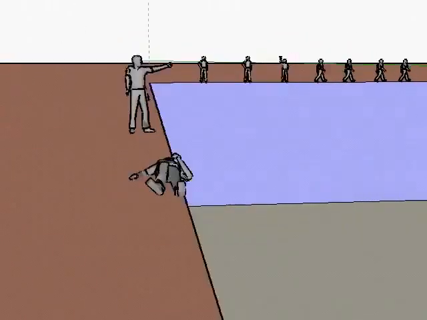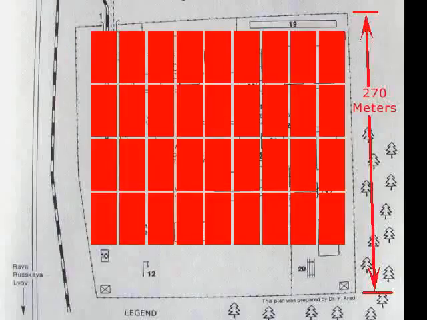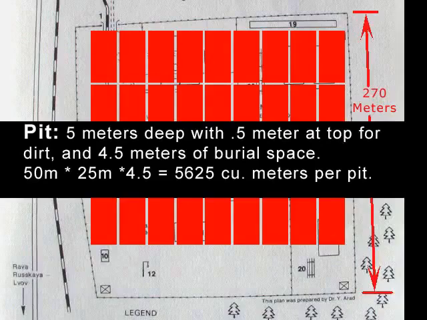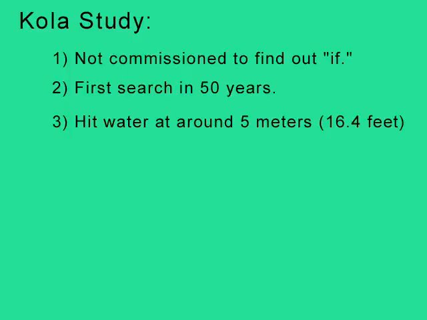It would take 36 pits. I drew this to scale. It looks like it takes around 80% of the whole camp. Feel free to pause the video and look at the math if interested. Number 4, Kola found bodies, which doesn't support the part of the story that they cremated all the bodies.